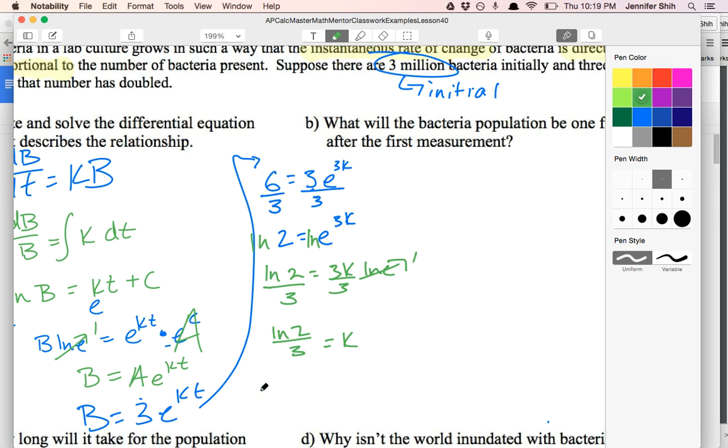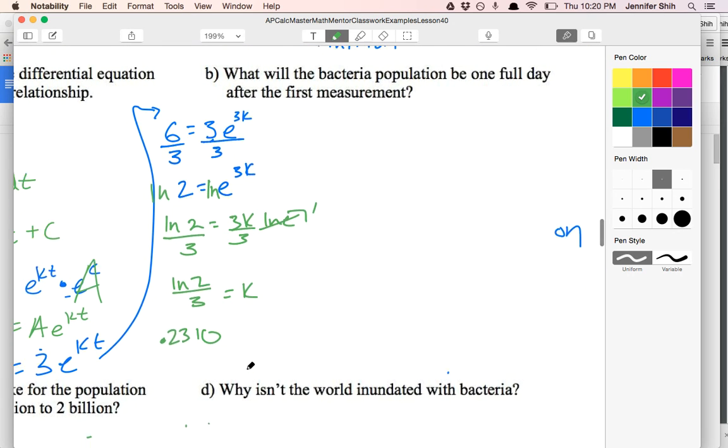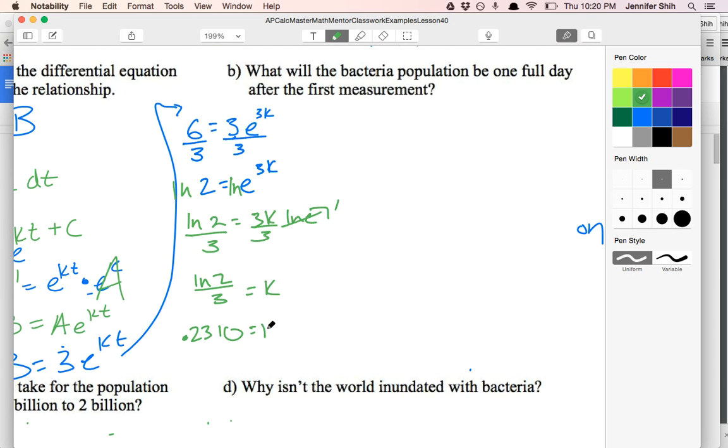It's also equal to the decimal 0.2310. Okay, that's good. What is this? This means that our differential equation, when it's solved, is B is equal to 3 and then e to the 0.2310t. This is our differential equation. So this is part A, done.